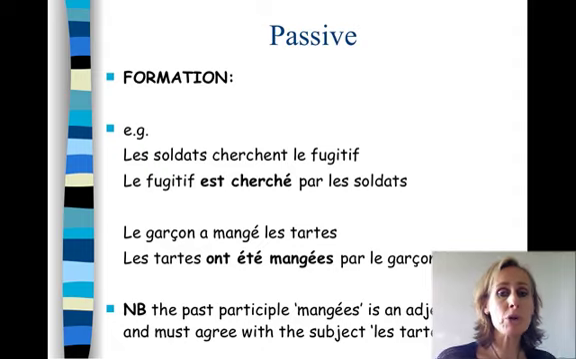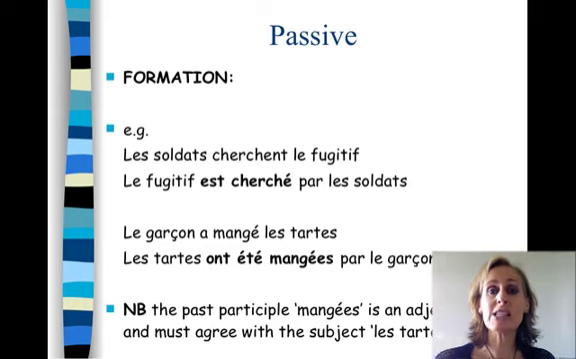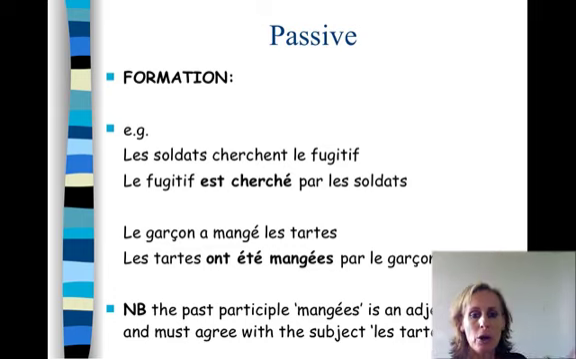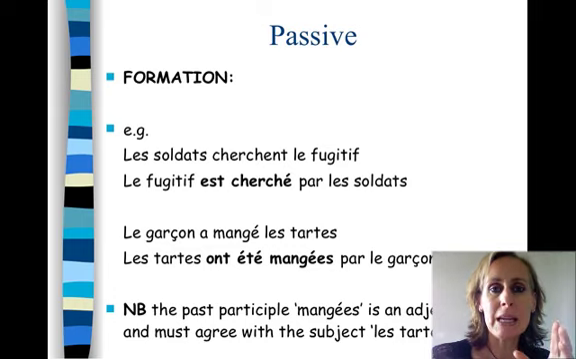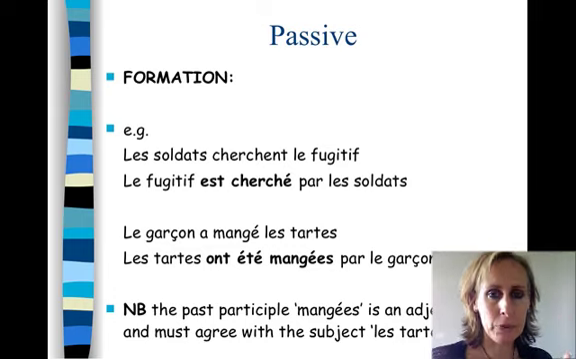Le garçon a mangé les tartes. A mangé is the passé composé. So we need to put être in the passé composé. Les tartes ont été mangées. Now note here, ont été is the passé composé of être. It agrees with les tartes because they are now the subject, so that's why it's ont.